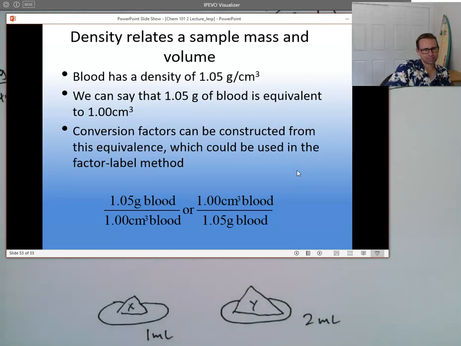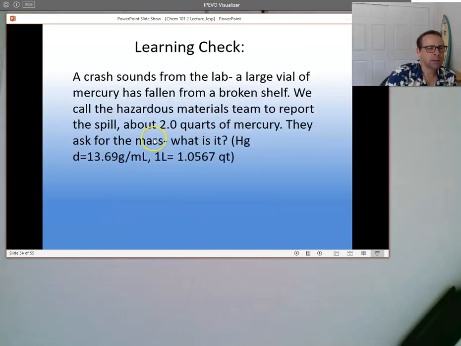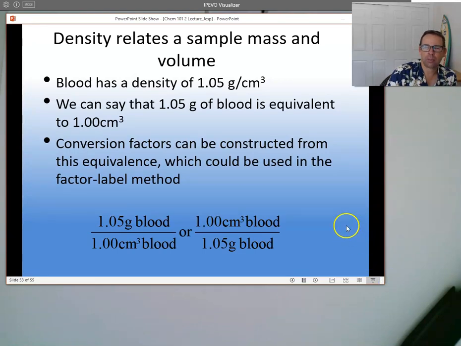Excellent job. Now, let's look at an example of how the density can be used as a conversion factor. On this slide, it says that blood has a density of 1.05 grams for every milliliter or cubic centimeter. Or, like we said before, we can write the conversion factor with the volume on top and the mass on the bottom. Both of those are okay.